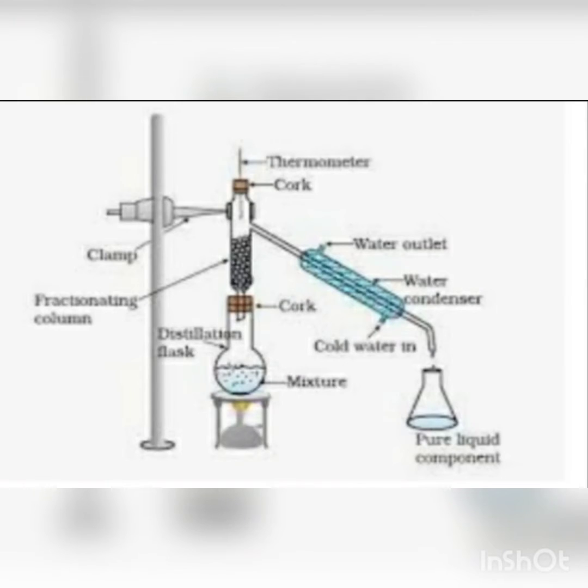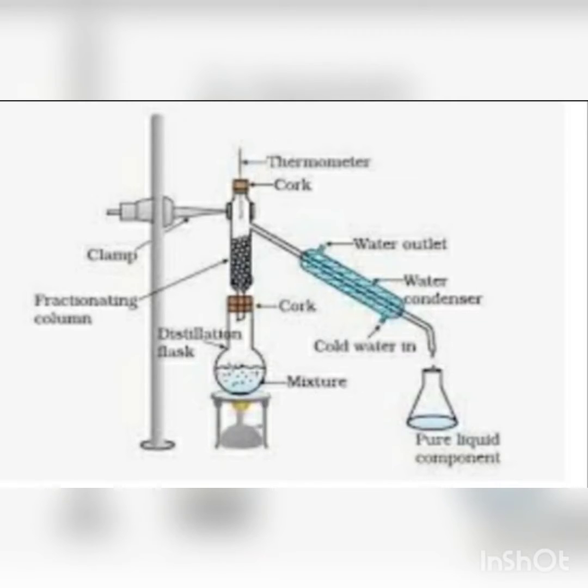Fractional distillation is the method used to separate two miscible liquids which have different boiling points. Miscible liquids means the liquids which dissolve completely in each other, like water and ethanol. They can be separated by using the method of fractional distillation.